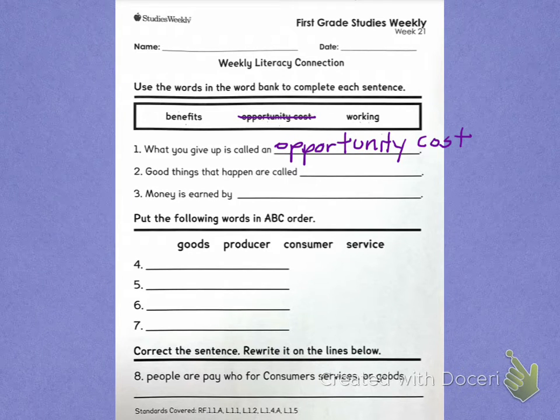So now number 2. Good things that happen are called, is it benefits or working? Right, benefits. Oops. Again, guys, sorry, my kind of messy handwriting. So now I can cross that one out. So now money is earned by working. Yep, last one. The last option that we had.